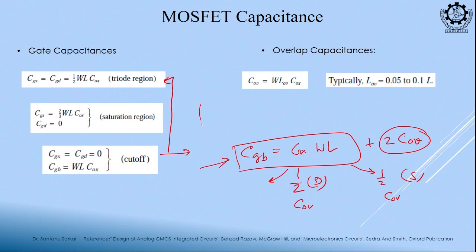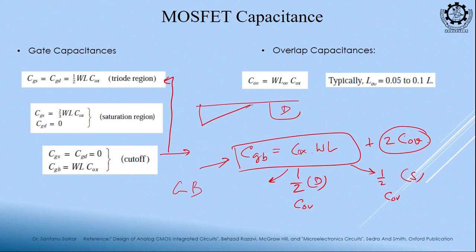Now, in saturation what happens to your channel? Channel ends quite early, right. So, at the drain side my CGD is 0 and total capacitance is COXWL. So, we are considering as if 2/3 portion is there on the source side. So, CGS at saturation is 2/3 WL COX, and during cutoff there is no channel existing. So, CGS and CGD are 0, total capacitance remains between gate and body.